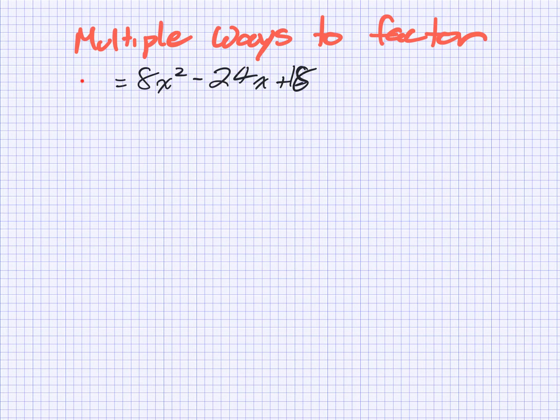Okay, so when we say multiple ways to factor, I'm going to try to show two different routes to get to the same answer here. The first one we're going to start with is the concept of a greatest common factor. We're going to just call that a GCF, greatest common factor.